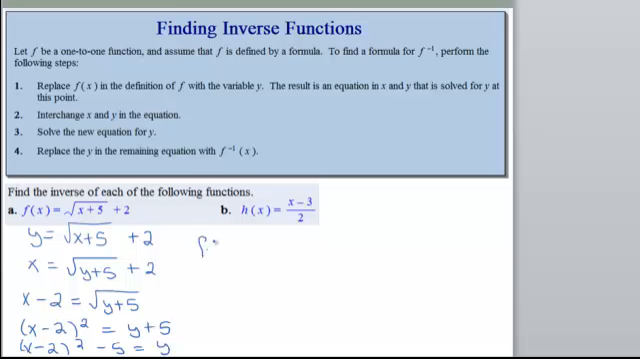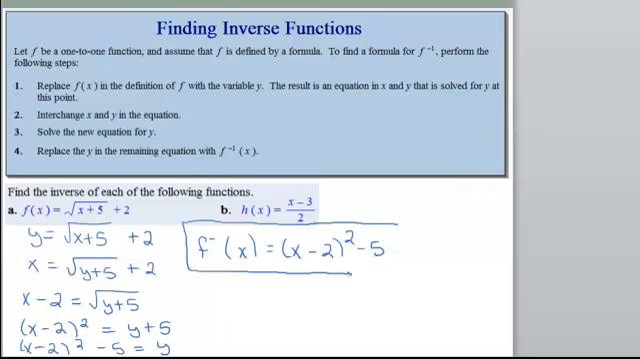So for a, you have f inverse of x is equal to x squared, x minus 2 all squared minus 5. So this would be the inverse of f. So how about finding the inverse of h?